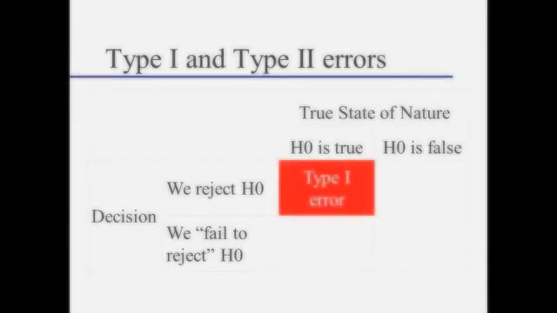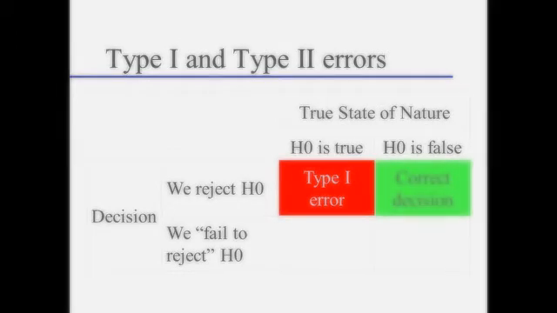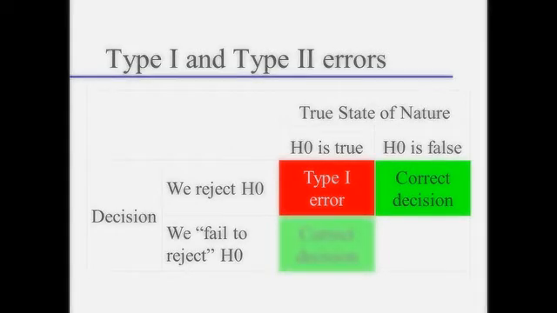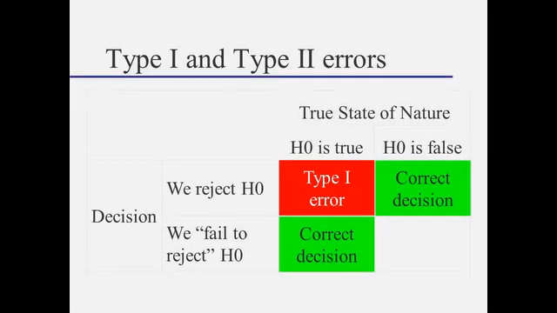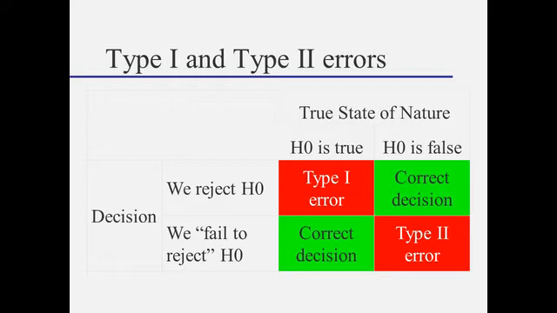If the null hypothesis is true, but we reject it, this is a type 1 error. If the null hypothesis is false and we reject it, this is the correct decision. If the null hypothesis is true and we fail to reject it, that also is a correct decision. If the null hypothesis is false and we fail to reject it, then that is an error, and that is our type 2 error. I mentioned before that hypothesis testing was like a jury trial.